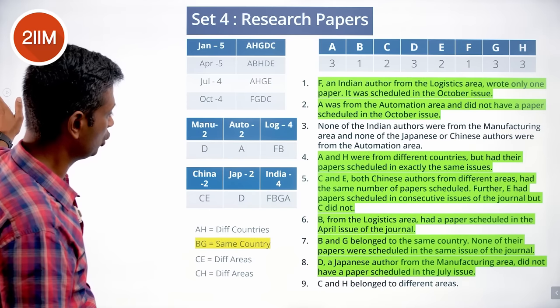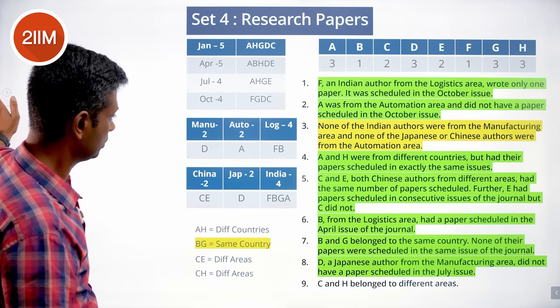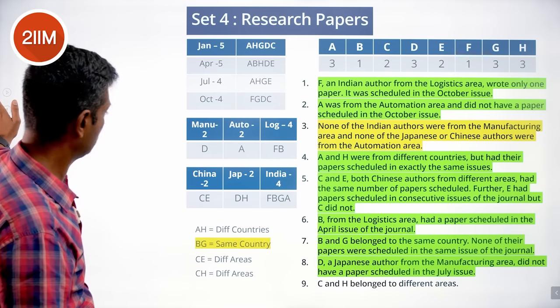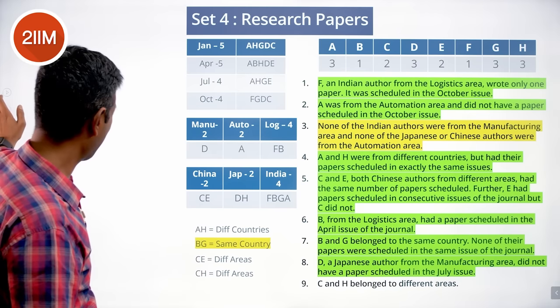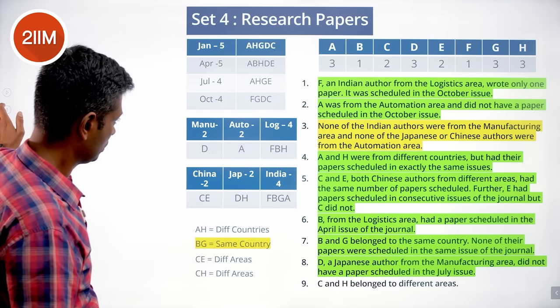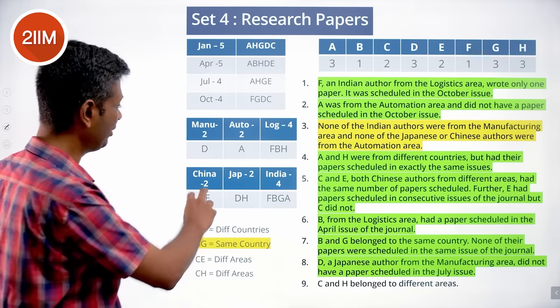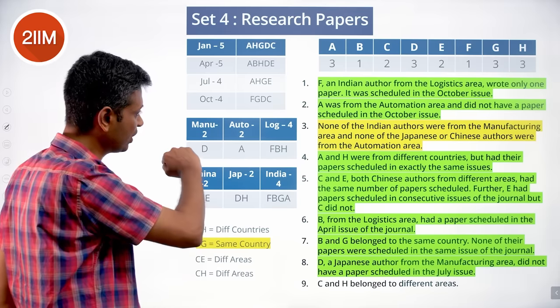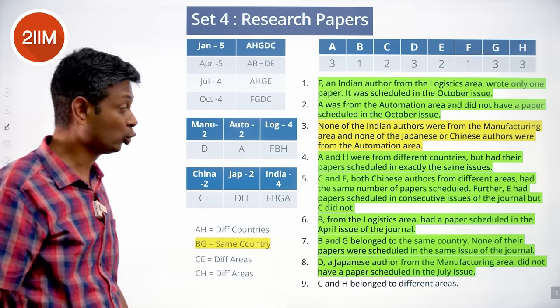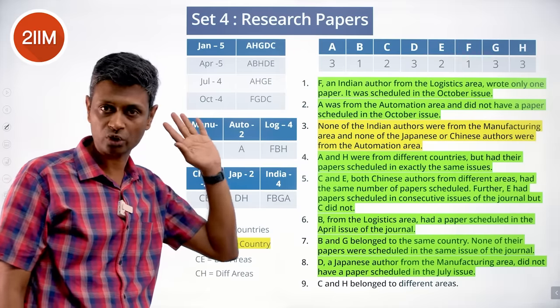BG, same country, so we fill this. So H is Japanese, we fill that. So H goes into the logistics spot because between C and D, one has to be in manufacturing, one has to be in logistics. So there's no room for manufacturing for H. So H has to go here into logistics.